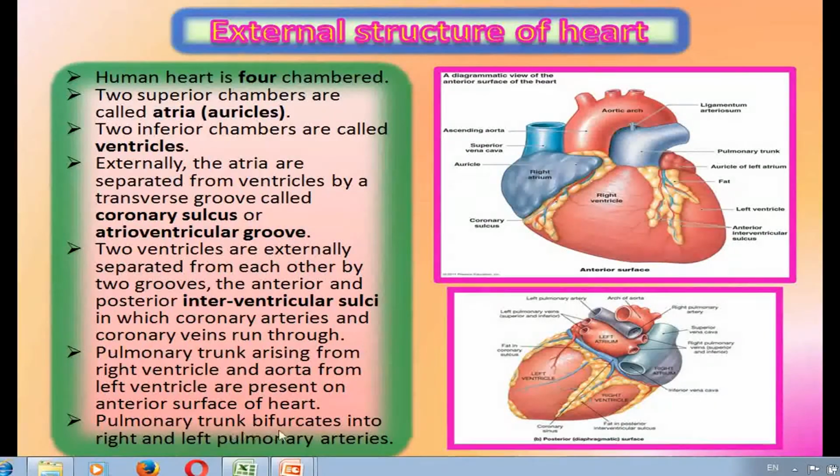The pulmonary trunk bifurcates into right and left pulmonary arteries. Here, this is the pulmonary trunk, and it bifurcates into right and left pulmonary arteries. See, in the posterior view, this is the left pulmonary artery and this is the right pulmonary artery.